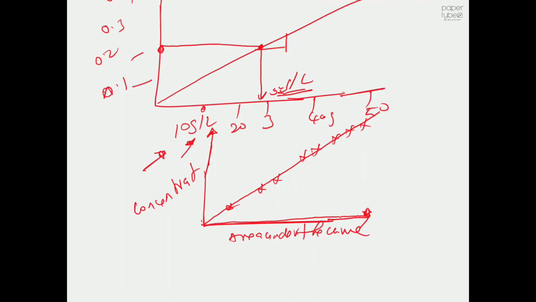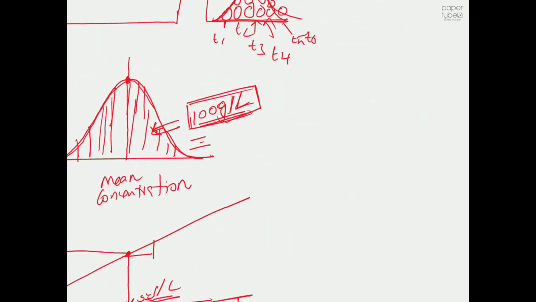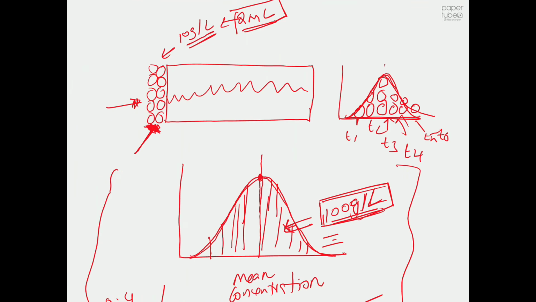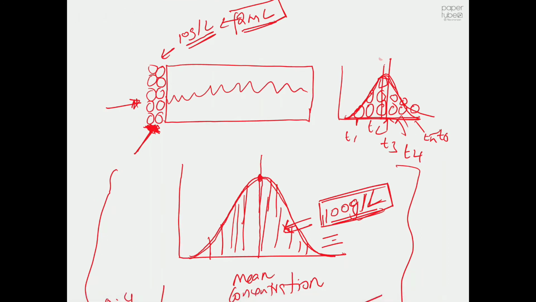Anyway, you don't have to worry about these things. I showed this particular concept just to show that you won't get a unique peak at the column exit, something like this. Rather, you will get a distribution.